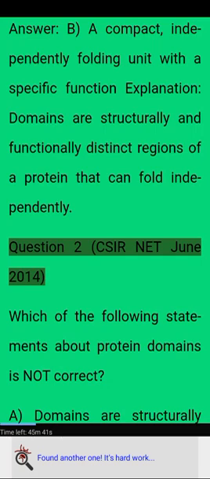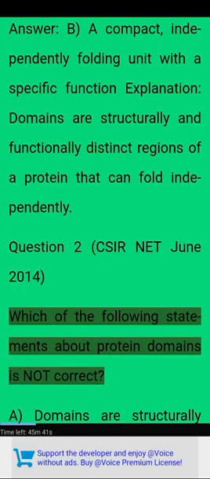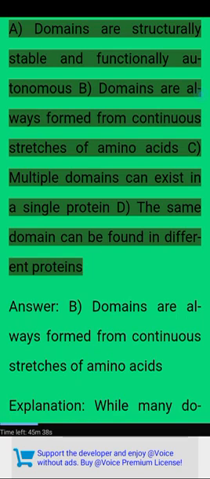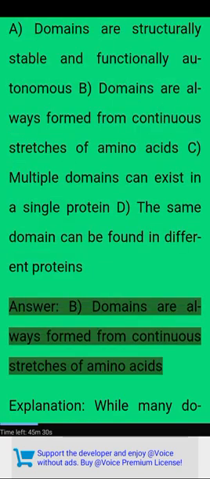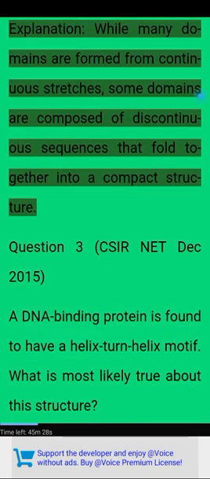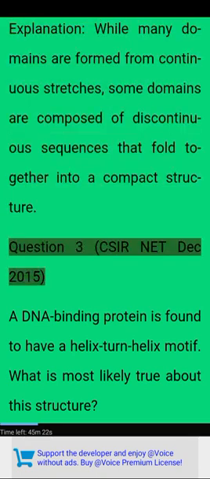Question 2. CSIR NET June 2014. Which of the following statements about protein domains is not correct? A. Domains are structurally stable and functionally autonomous. B. Domains are always formed from continuous stretches of amino acids. C. Multiple domains can exist in a single protein. D. The same domain can be found in different proteins. Answer: B. Domains are always formed from continuous stretches of amino acids. Explanation: While many domains are formed from continuous stretches, some domains are composed of discontinuous sequences that fold together into a compact structure.